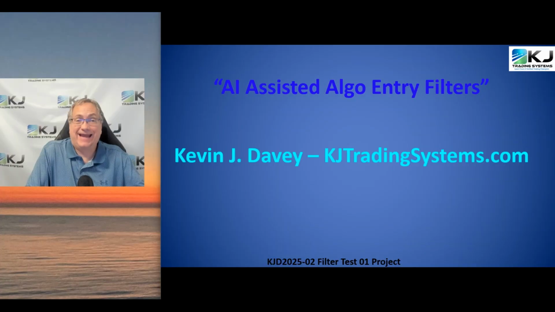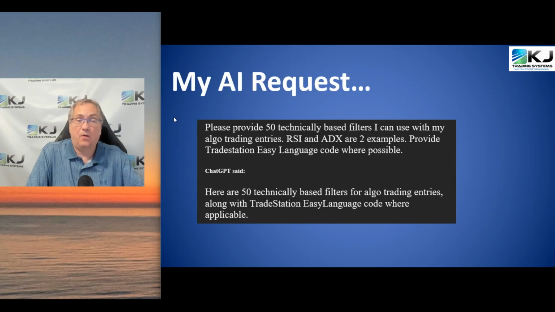In today's video we're going to look at AI generated filters. Okay, so I sent this to ChatGPT. It just said give me 50 technically based filters. So nothing special. I wasn't asking for unique ones. I didn't spend a lot of time on this prompt. I get it. But I just wanted to see what it would generate. And it gave me a list with the code in TradeStation format. Of course, there's always issues with the code. I won't get into that here, but it gave me 50.